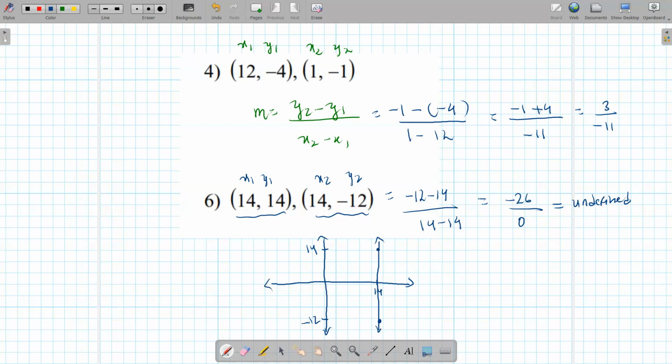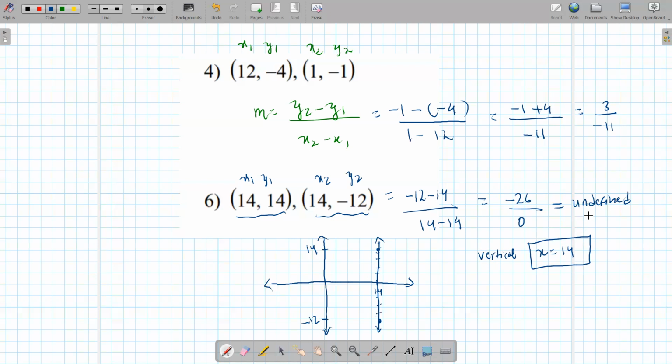So our line looks like this. Well, what is the equation of that line? First of all, it's vertical, right? It's going through the x value of 14. So this is the equation, x equals 14. At any given point on this line, the x value is always 14, because it's a vertical line that goes through 14. So the equation is x equals 14.